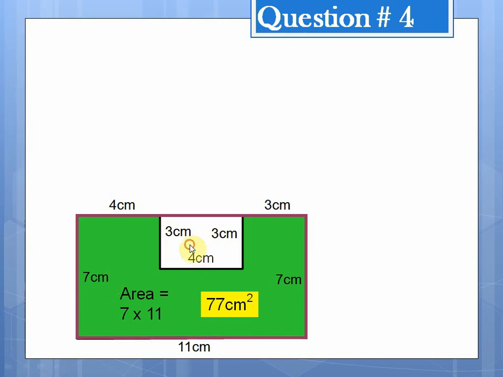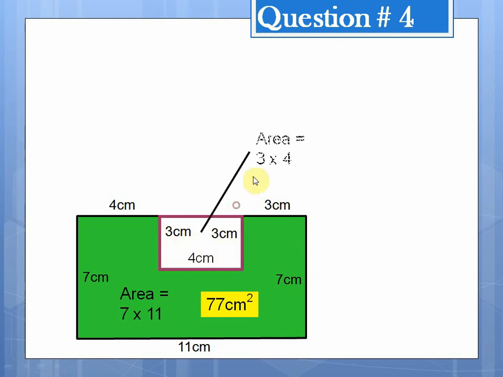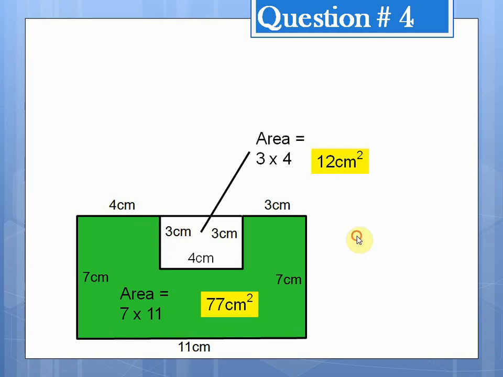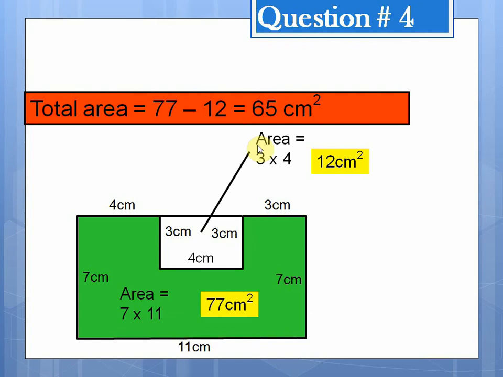So we are going to find the area of this empty space figure, which is a rectangle. We have the measurements 3 and 4, so it becomes 12 centimeter square. Now we are going to calculate the actual area of the shaded part. We subtract the area of the empty white one from the whole one. So 77 minus 12 is 65 centimeter square. So the area of the shaded region is 65 centimeter square. If you see the previous question, that is also 65 centimeter square.